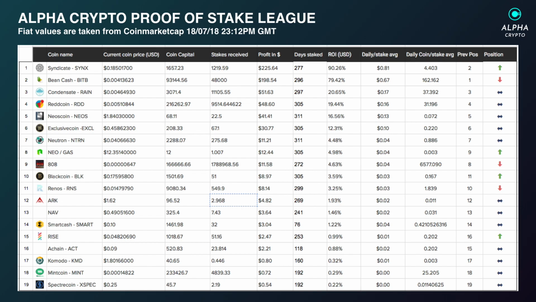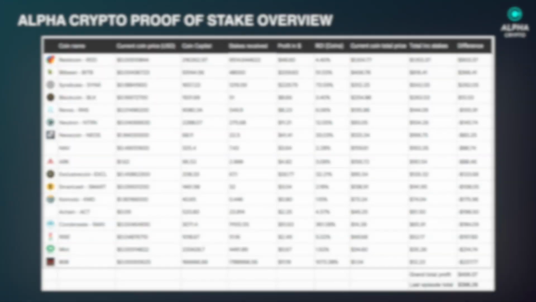Red Coin stays in the same place. Neo's, pretty much everything stays in the same place, except for Gas has gone up one position, 808 has gone down one position, Blackcoin has gone up one position also, and that's pretty much the main notables for the Proof of Stake League this week.